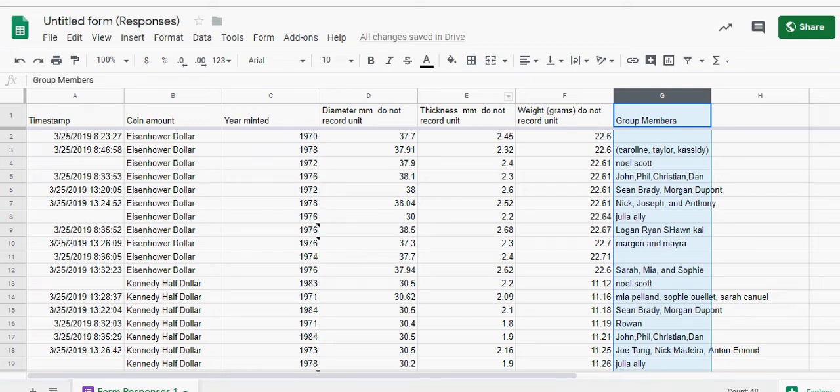Okay, guys, this is point one of the coin density lab. What I'm going to do is we're going to actually take a spreadsheet, we're going to share it with the group, and then what you guys are going to do is manipulate it to calculate the density of each of these coins from the measurements you guys took.